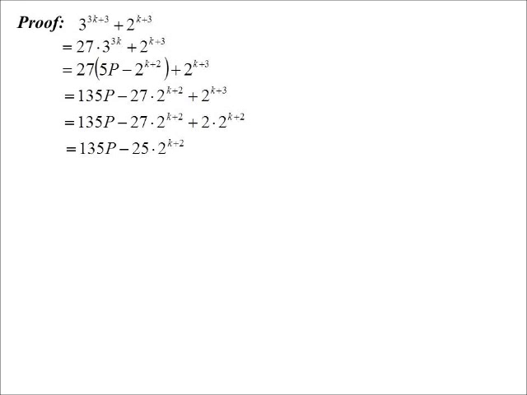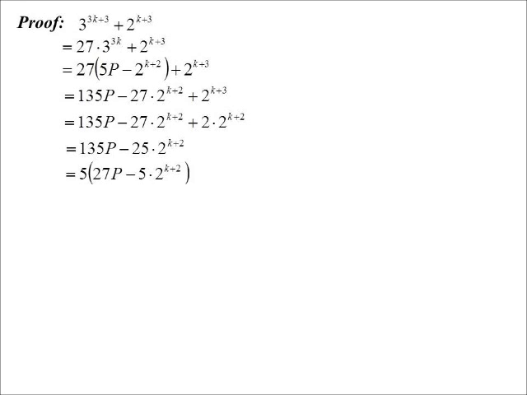Alright, it's still not immediately obvious that that's a multiple of 5. So let's expand out. I've got 135p minus 27 lots of 2 to the power of k plus 2 plus 2 to the power of k plus 3. But, as I said just before, 2 to the power of k plus 3, I could rewrite that as 2 lots of 2 to the power of k plus 2. So negative 27 lots plus 2 lots gives me negative 25 lots, and that's divisible by 5. I can now factorise 5. So 5 outside of 27p minus 5 lots of 2 to the power of k plus 2.